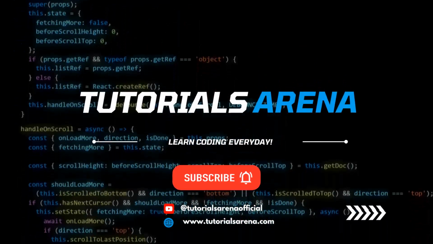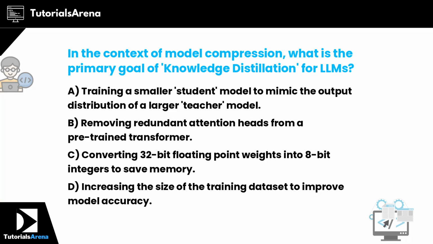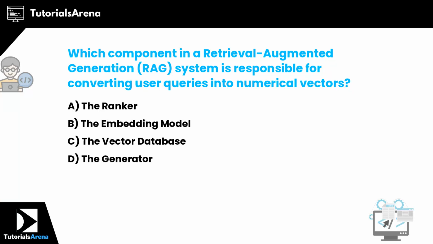Today we will discuss MCQs on topic large language models. So let's get started. In the context of model compression, what is the primary goal of knowledge distillation for LLMs? The correct answer is option A, training a smaller student model to mimic the output distribution of a larger teacher model. Which component in a retrieval-augmented generation (RAG) system is responsible for converting user queries into numerical vectors?